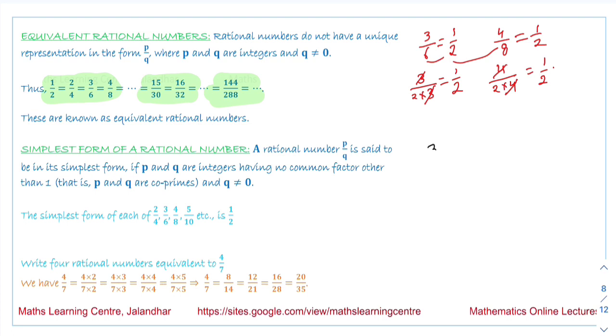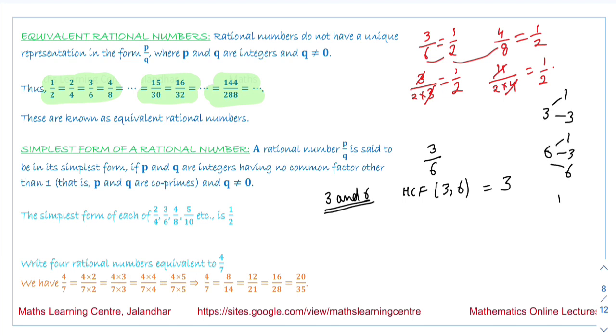If suppose I am talking about the number 3 by 6, I am talking about the numbers 3 and 6. So HCF of 3 and 6 is 3. Factors of 3 are 1 and 3. Factors of 6 are 1, 3 and 6. So common factors are 1 and 3. So HCF, highest common factor, is 3. So what we see is that 3 and 6 are not co-prime.